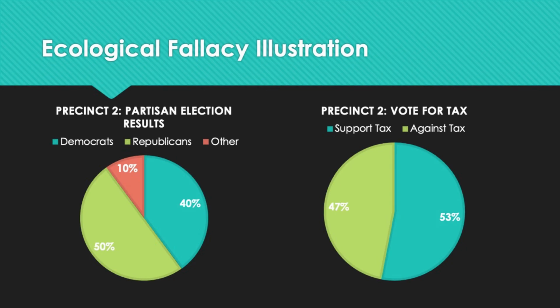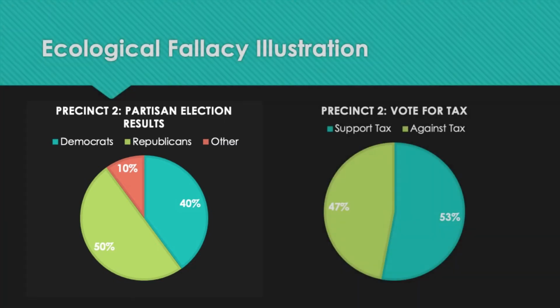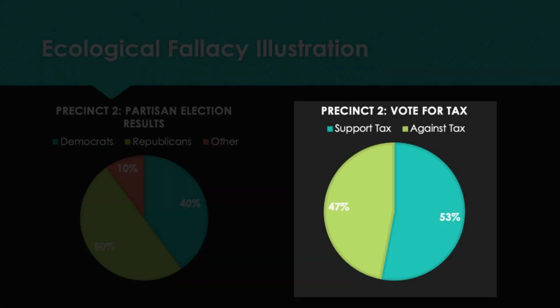In the partisan election for Precinct 2, we find that 50% of the voters voted for the Republican candidate. In some partisan election, right, all of this is hypothetical, 40% voted for the Democrat, and 10% voted for a third party. So we conclude, based upon the partisan election data, that Precinct 2 is mostly Republican. Additionally, when we examine support for the tax initiative in Precinct 2, we find far less support. Only about 53% in Precinct 2 voted to support the tax initiative. That was compared to the 67% from Precinct 1.